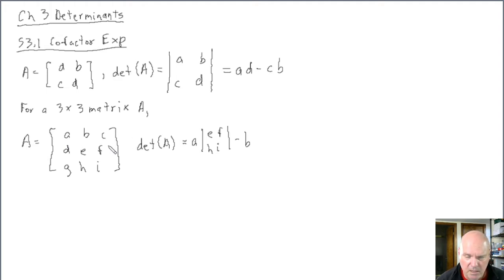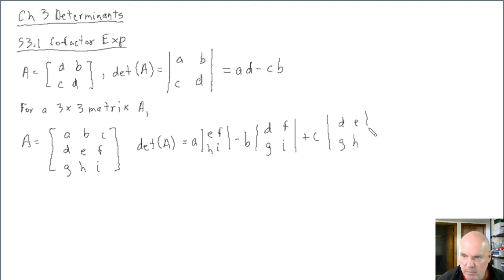and then minus b. I'm working along the first row here, and I'm taking this method because it's related to the cofactor expansion method that I'll talk about in just a second. Minus b times the determinant of the 2 by 2 matrix that remains when I eliminate the row and column containing b. So that would be the determinant of d, f, g, i. And then finally plus c times again the determinant of the smaller matrix that remains when I eliminate the row and column containing c. So that leaves d, e, g, h.